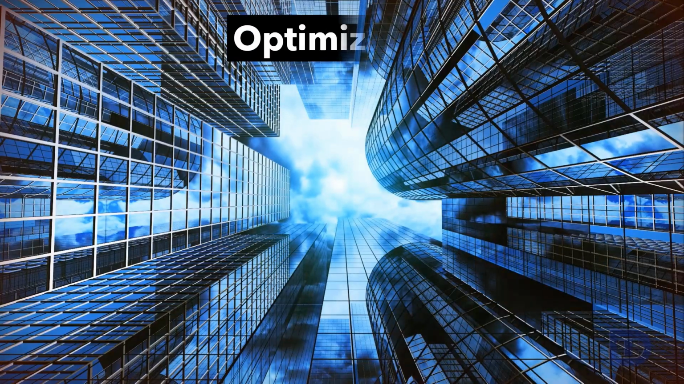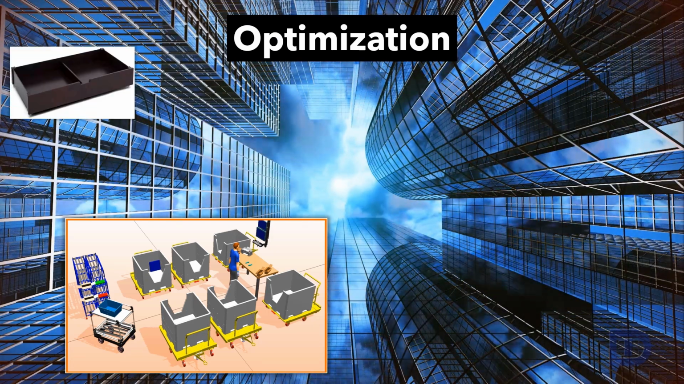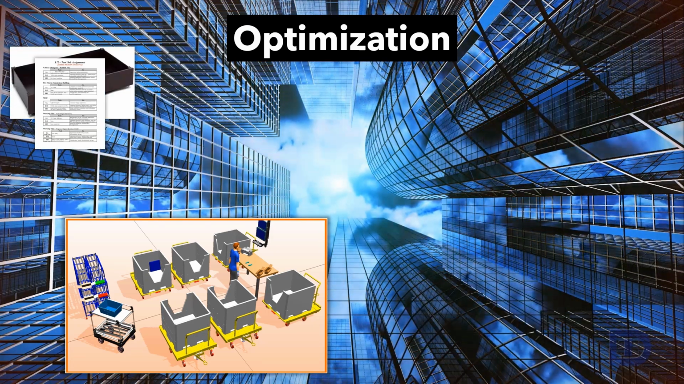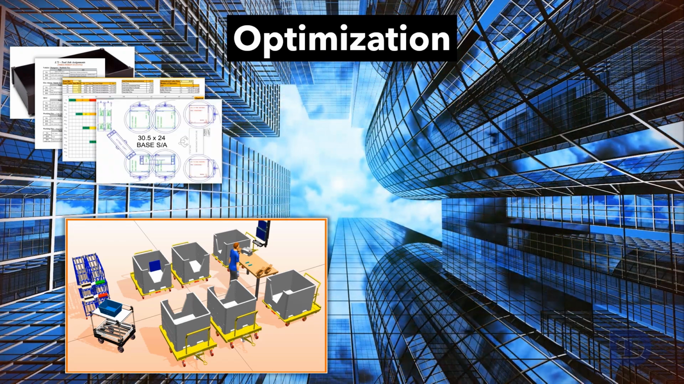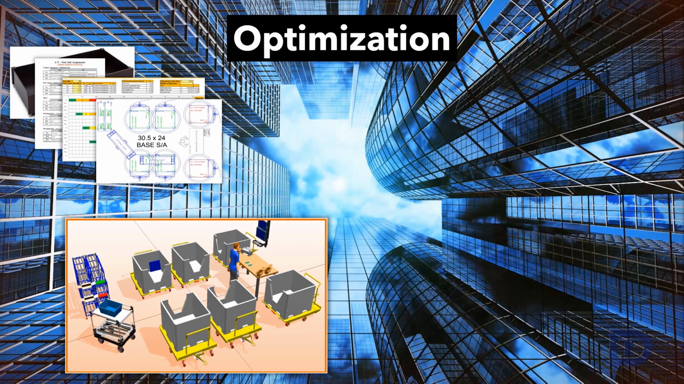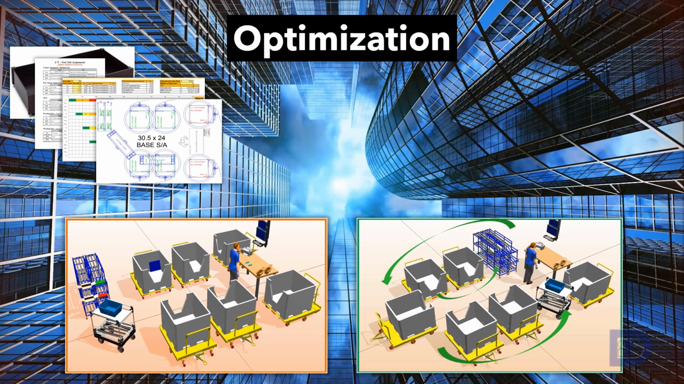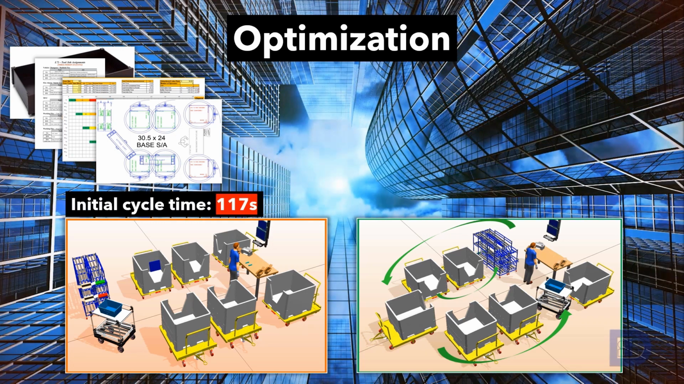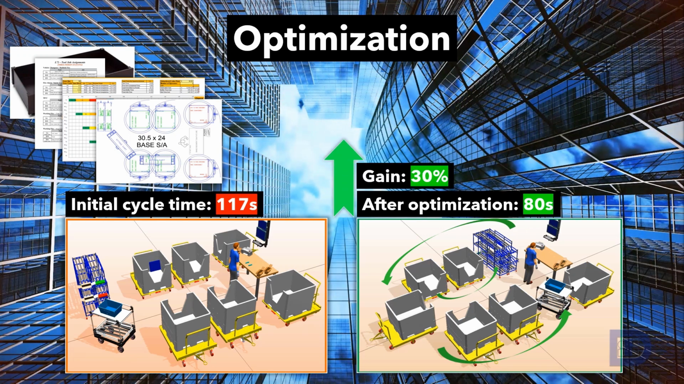Let's quickly revisit where we started. We developed a 3D model of a station based on a layout, integrated basic product data, i.e. station operations and those operation times. Then we identified two non-value added activities and an ergonomic issue and restructured the station to eliminate them. These changes resulted in reducing the initial cycle time from 117 seconds to 80 seconds after optimization, which is an improvement of 30% in cycle time.